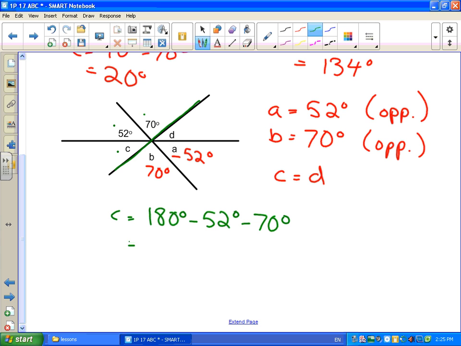So we can get C by doing 180 degrees minus that 52 degrees minus that 70 degrees. Punch that into our calculator. 180 minus 52 minus 70 gives us 58 degrees. So C is 58 degrees, and because we know C and D are the same, we can say that D is 58 degrees. So use those three properties, complementary, supplementary, and the opposite angle, to solve for unknown angles in our triangles, in our angle diagrams.